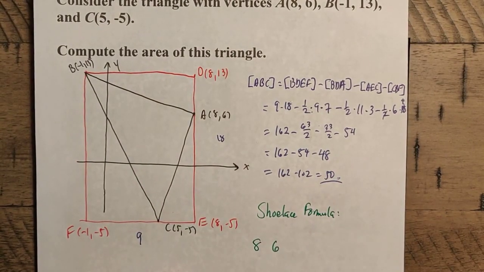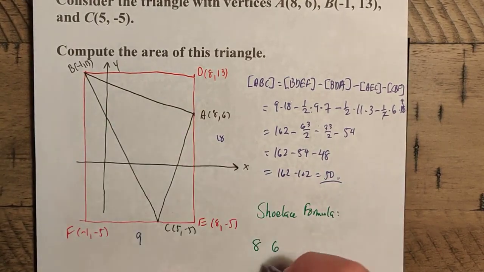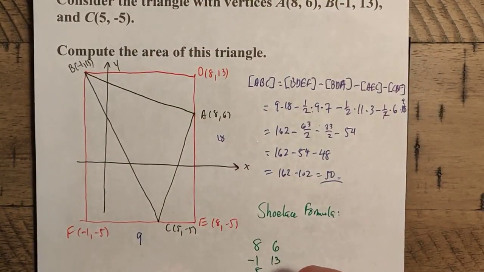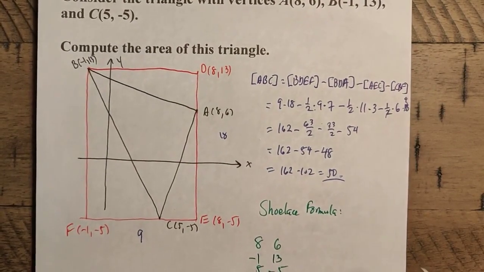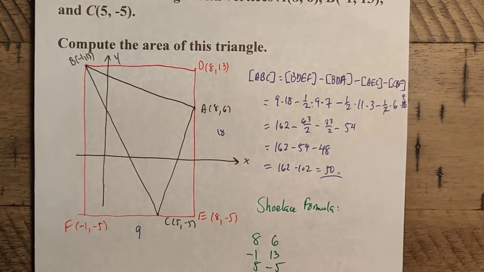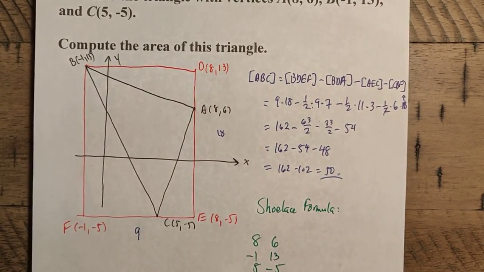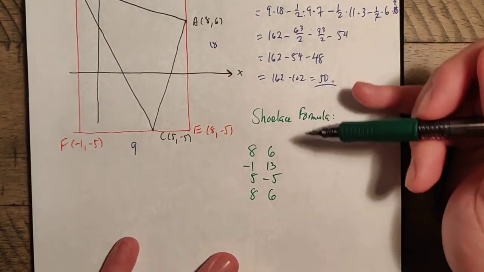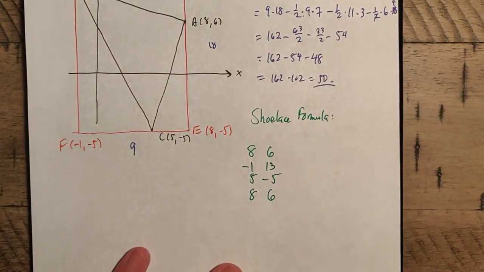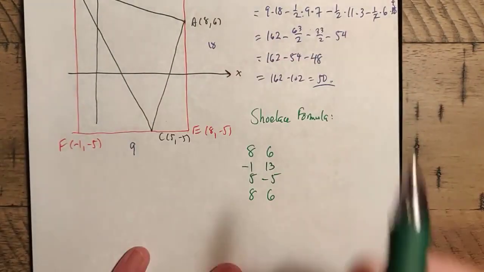8, 6, that's A. And then here we go to negative 1, 13. And then here we go down to 5, negative 5. And then you want to make sure that you go back to the beginning, which means that you want to repeat the first coordinate here. So it's 8, 6, negative 1, 13, 5, negative 5, 8, 6 again. So we want these to match. This is to create a full loop.